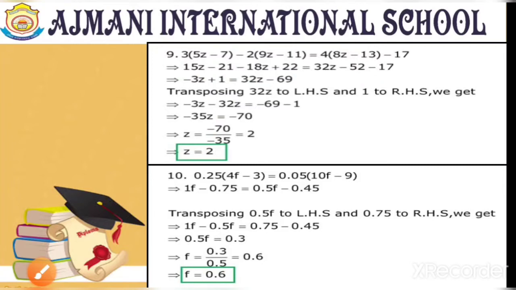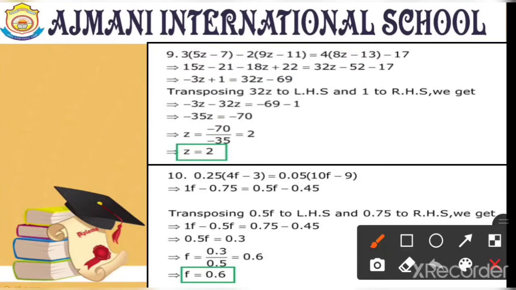Now the last question of this exercise is 0.25 bracket of 4f minus 3 is equal to 0.05 bracket of 10f minus 9. Do not worry, the question is very easy. Just multiply 0.25 by 4. You would get 100. And after 2 digit, when you will put 0, you will get 1. So we have written 1f here.